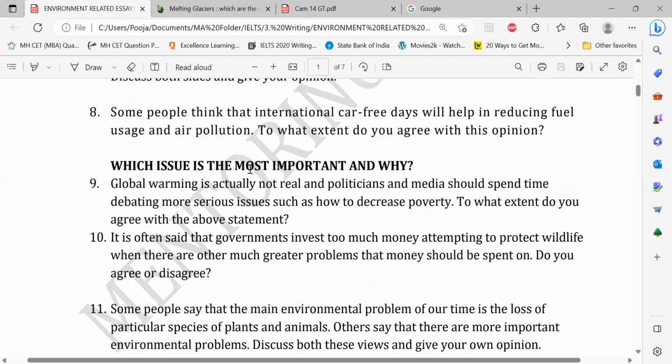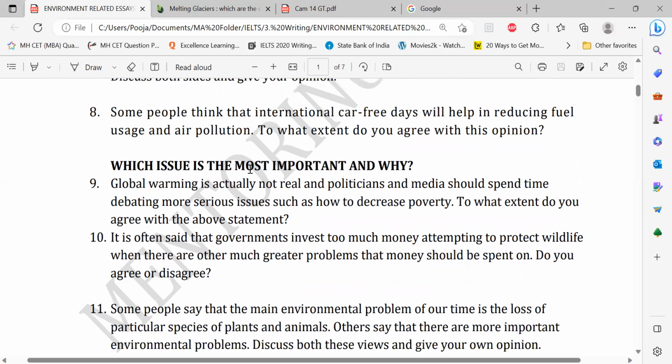कुछ नहीं है ग्लोबल वार्मिंग के लिए, 2050 तक अर्थ मेल्ट होगा, सी मेल्ट होगा, ये मेल्ट होगा, वो मेल्ट होगा, डिजास्टर होगा एंड ऑल. दैट्स व्हाट दिस टॉपिक इज सेइंग. Politicians and media should spend time debating more serious issues. And according to this, what are the serious issues? Poverty. How to decrease poverty.